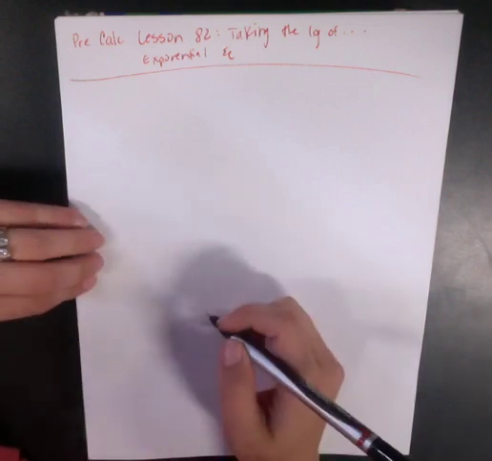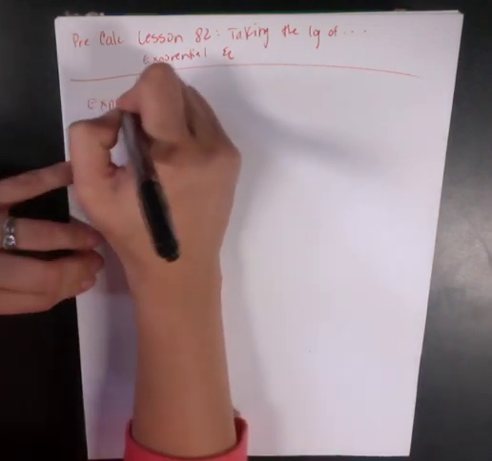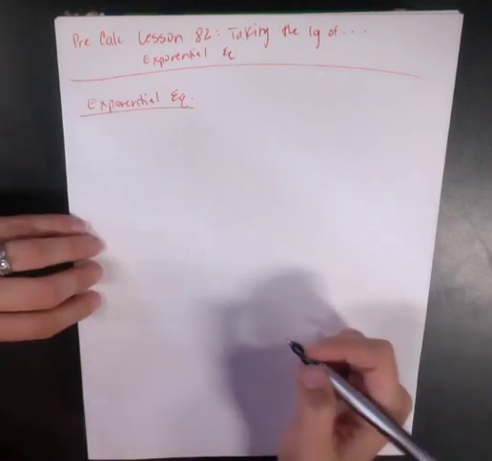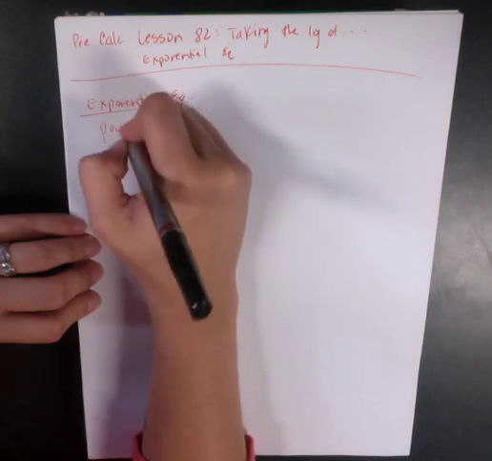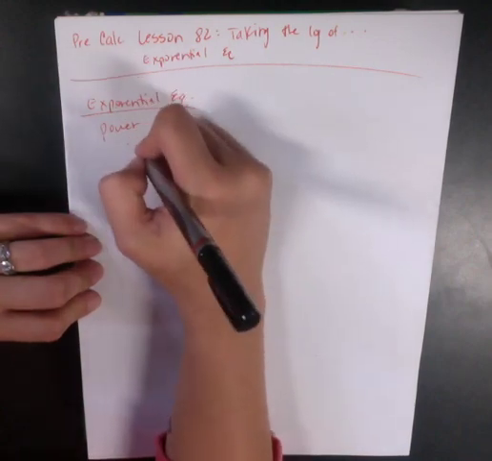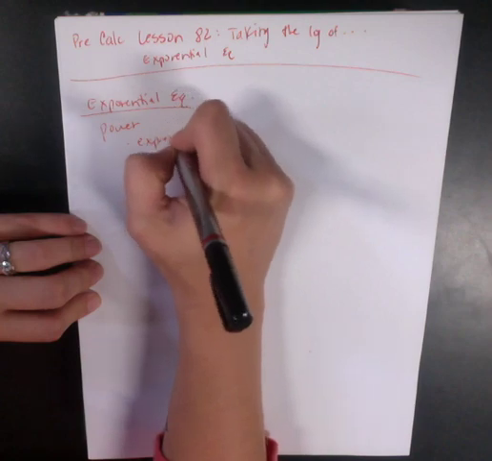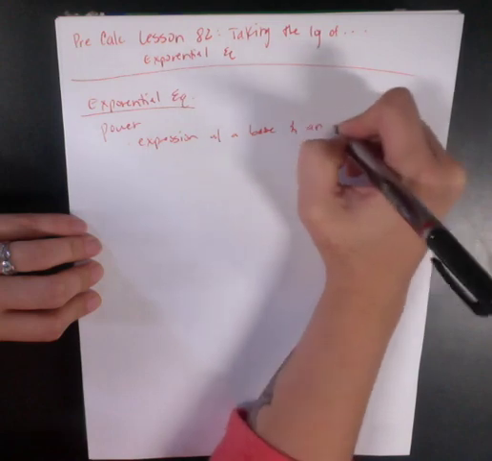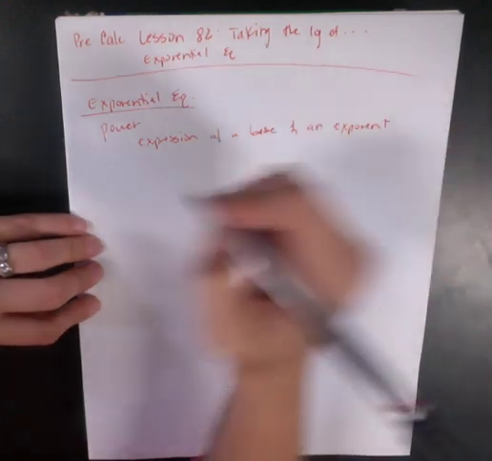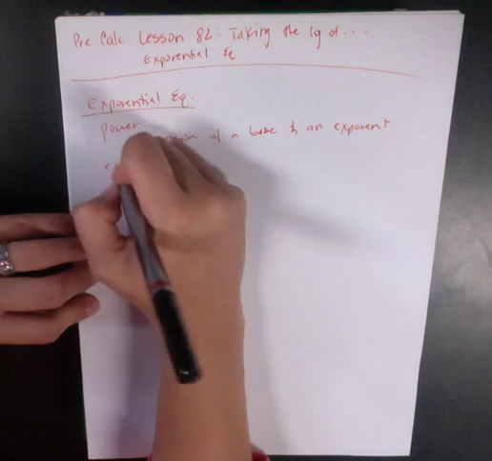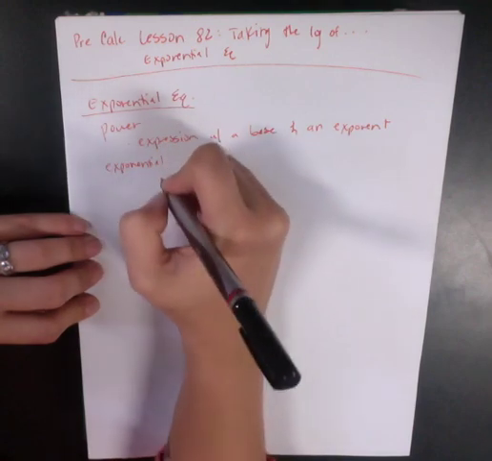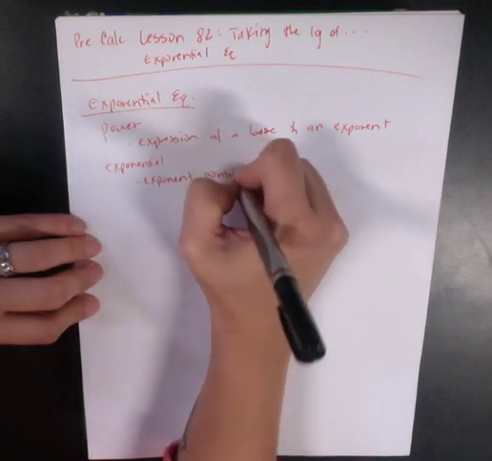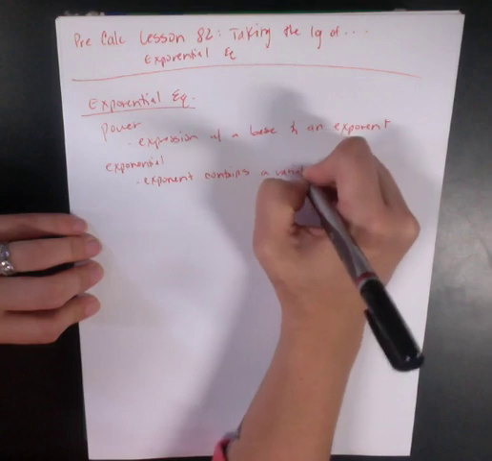So let's remember exponential equations. An exponential equation is something with a power, right? That's an expression with a base and an exponent. And exponentials is where the exponent contains a variable.